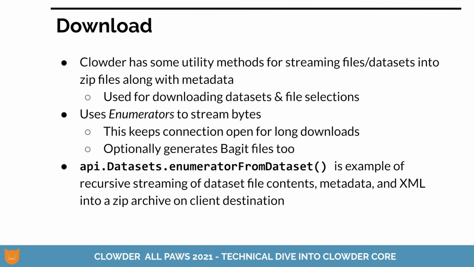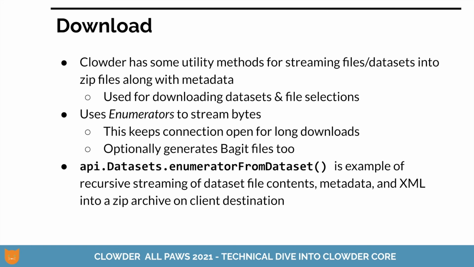When it comes to downloading things, Clowder is fairly flexible in that you can download individual files, you can download datasets which are collected into a zip archive automatically, and you can also select arbitrary sets of files and datasets and download those as new packages. Clowder has a fairly robust set of utility methods for streaming files and datasets into zip files along with their metadata. We use these for downloading things in different forms.